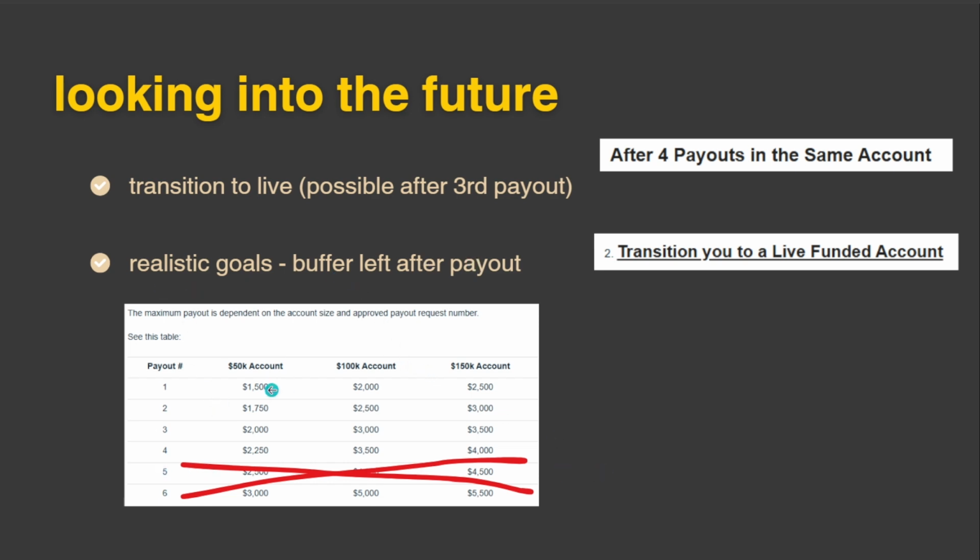First goal, $500, here $1,000, here $1,500, and then beginning possible after the third payout or fourth payout, you can be transferred to a live account. So the max payouts don't matter so much.